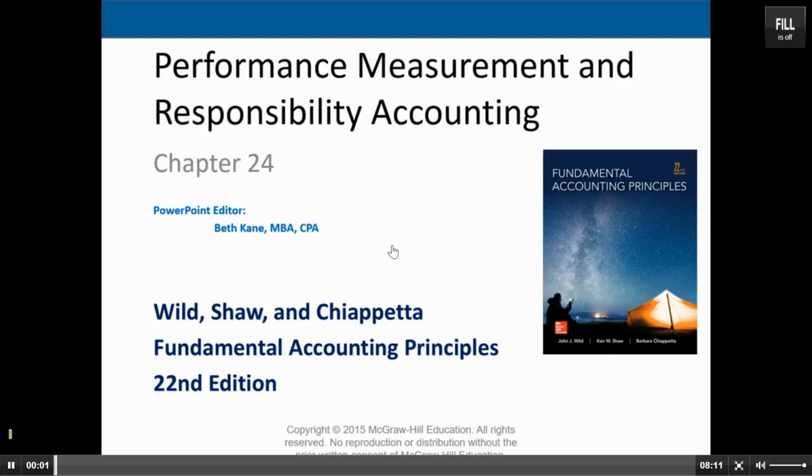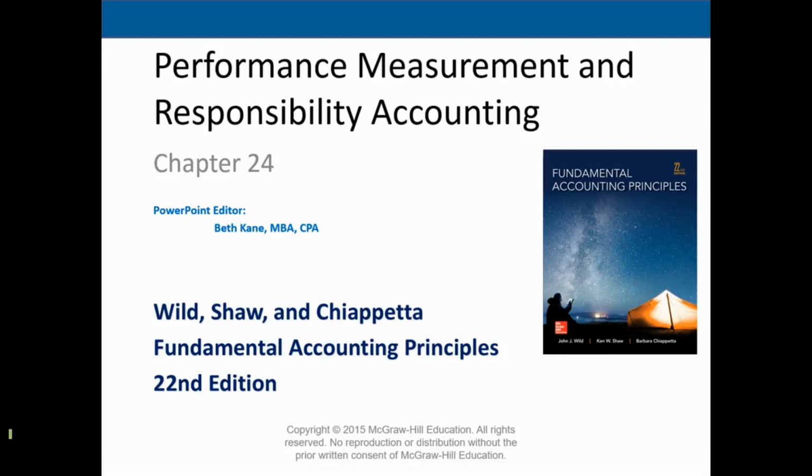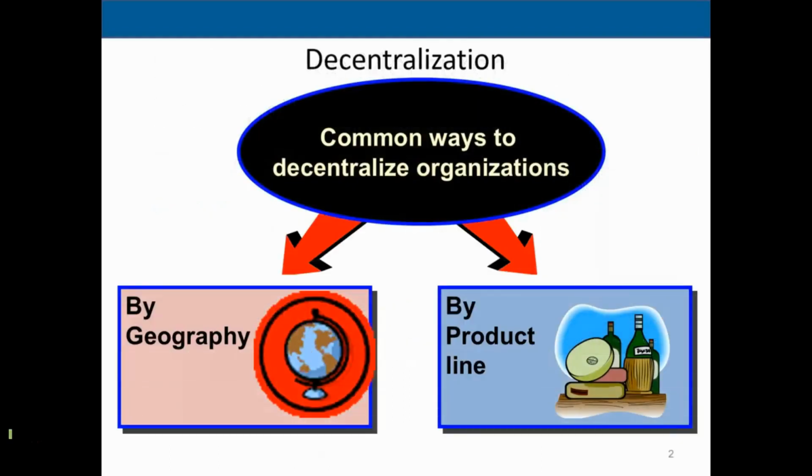Hello, in this lecture we'll take a look at Chapter 24, Performance Measurement and Responsibility Accounting. We're going to start off with decentralization and common ways we can decentralize. As a company gets larger, there could be more and more incentive or pressure or opportunities to decentralize. Decentralized meaning that we're going to give more authority to central departments of an organization.